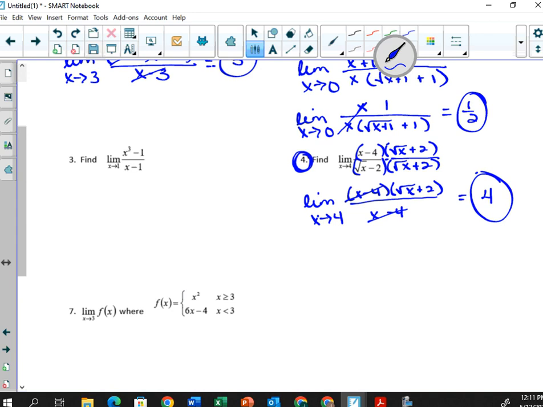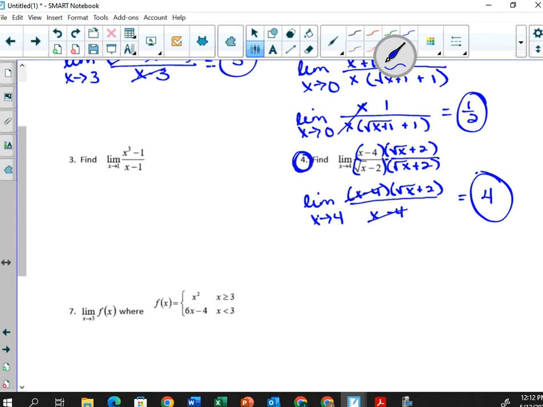All right, number 3, guys. We're going back to number 3. Can I just plug the 1 in from the beginning? No, you get 0 over 0. That does not work, so I need to factor. Difference of cubes, guys. How do we factor?